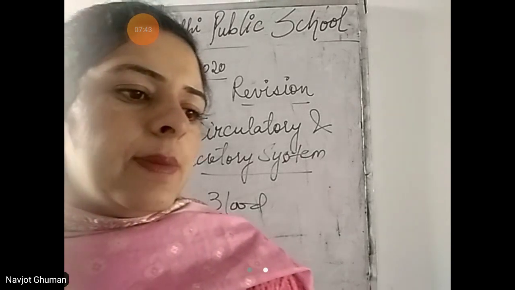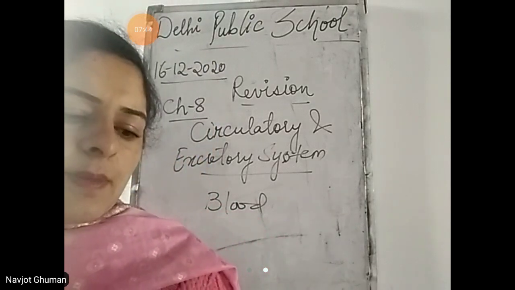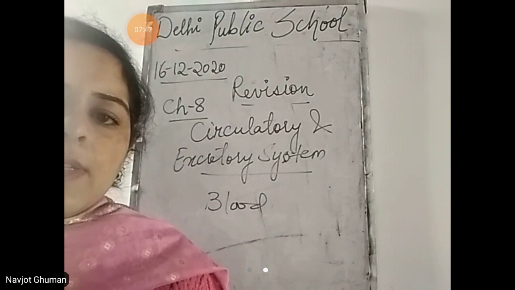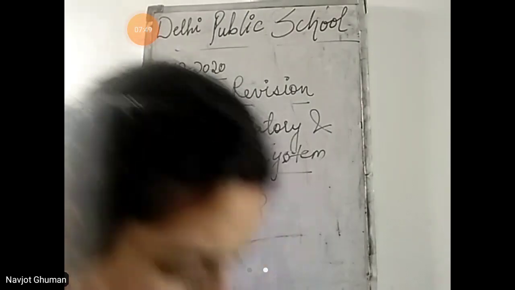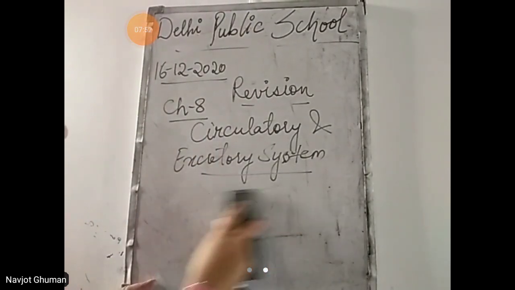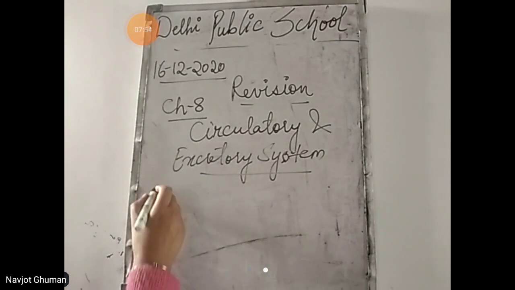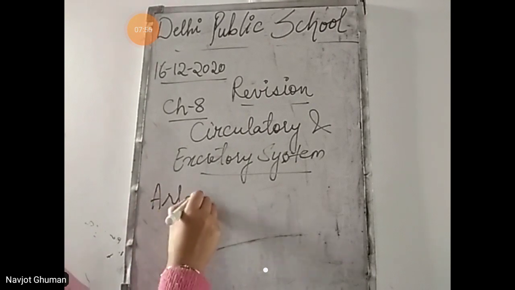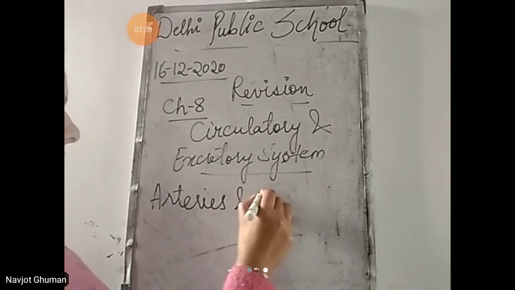Which of these are called blood vessels? There are mainly 3 blood vessels, arteries, veins and capillaries. So only 2 are given over here, that are arteries and veins. Answer is arteries and veins.